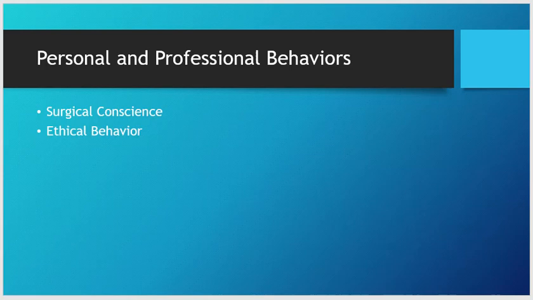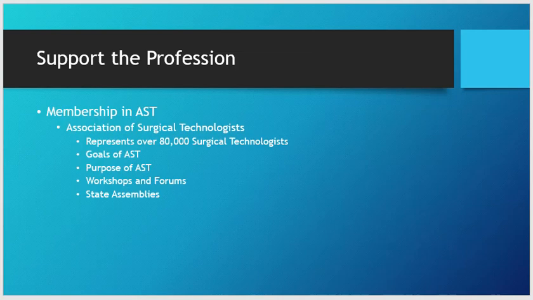Ethical behavior, you'll recall, is moral principles of a specific group, like the members of the AST. The AST has its own code of ethics, which you are held to as a professional surgical technologist. You can read the AST Code of Ethics on the ast.org website. Surgical technologists can support the profession by holding memberships in the Association of Surgical Technologists. The AST represents over 80,000 surgical techs.